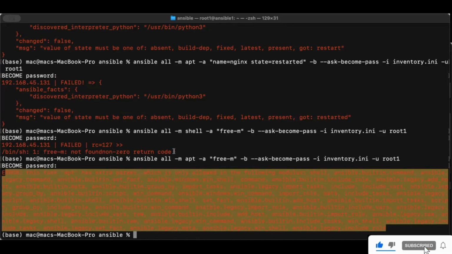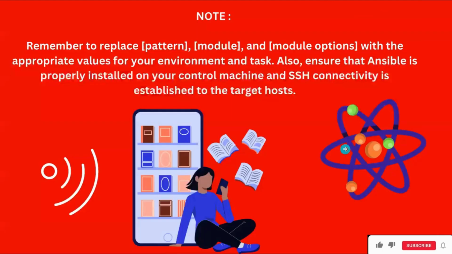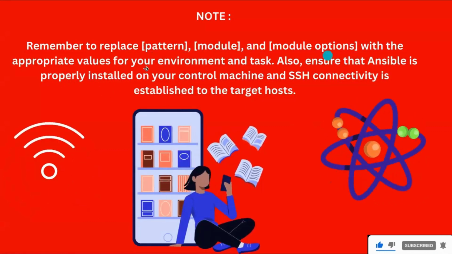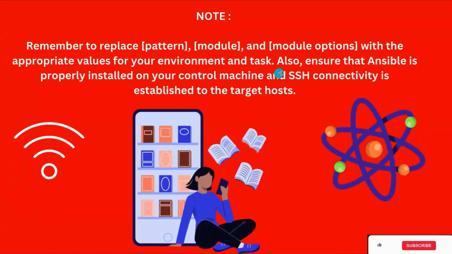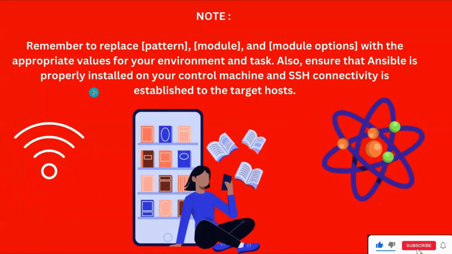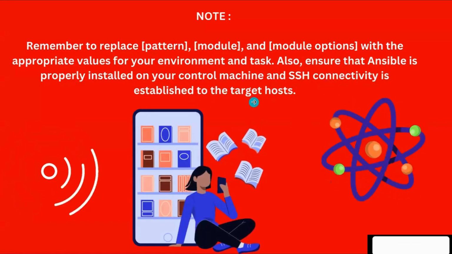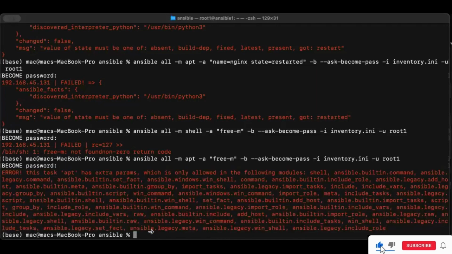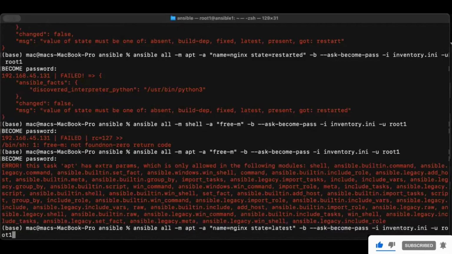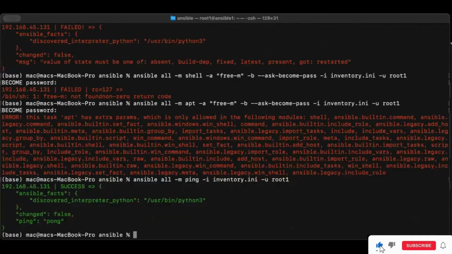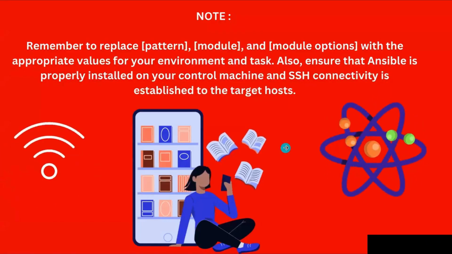Let's talk a little bit about this. Remember to replace pattern, module, and module options with the appropriate values for your environment and task. Also ensure that Ansible is properly installed on your control machine and SSH connectivity is established to the target. This is how you check the SSH channel: you have to use the ping command to check this.